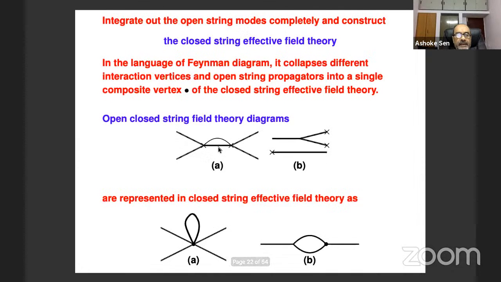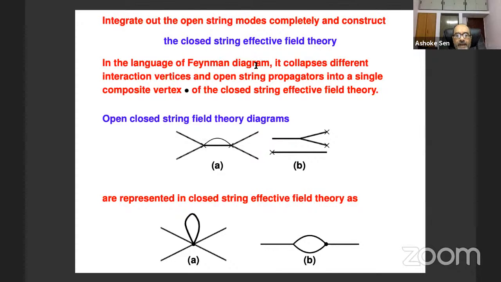So here I suggest the remedy, what we have to do differently. And the remedy is reasonably simple. It says that we simply integrate out the open string modes completely and construct what we will call the closed string effective field theory.